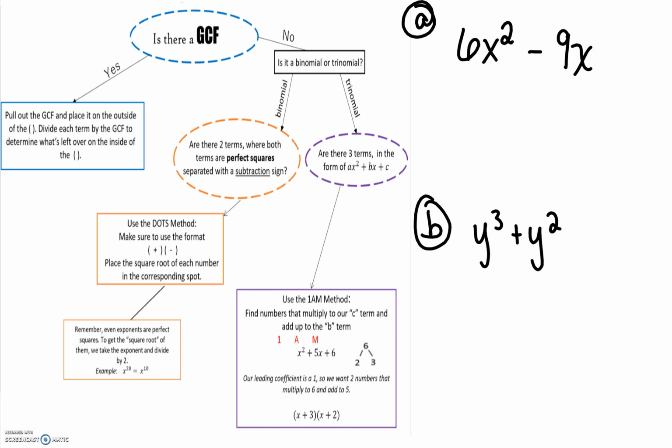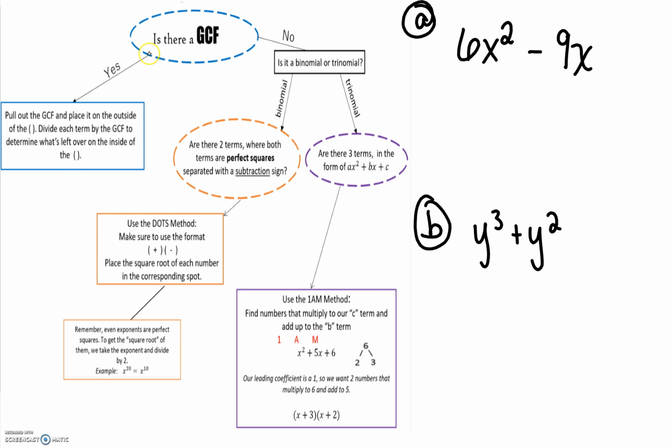Hey guys, so we're just going to look at a few factoring problems. The first one is 6x squared minus 9x. The first thing I want you to do is look at your flow chart. Of course, you won't have this for a quiz or a test, but I want you to start imagining these questions. The first one should be, is there a GCF?